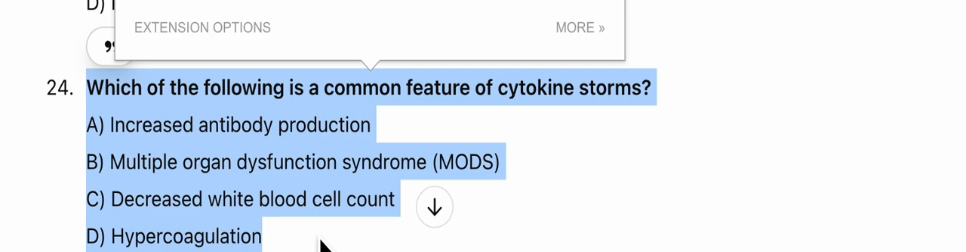Which of the following is a common feature of cytokine storms? A. Increased antibody production. B. Multiple organ dysfunction syndrome, MODS. C. Decreased white blood cell count. D. Hypercoagulation.